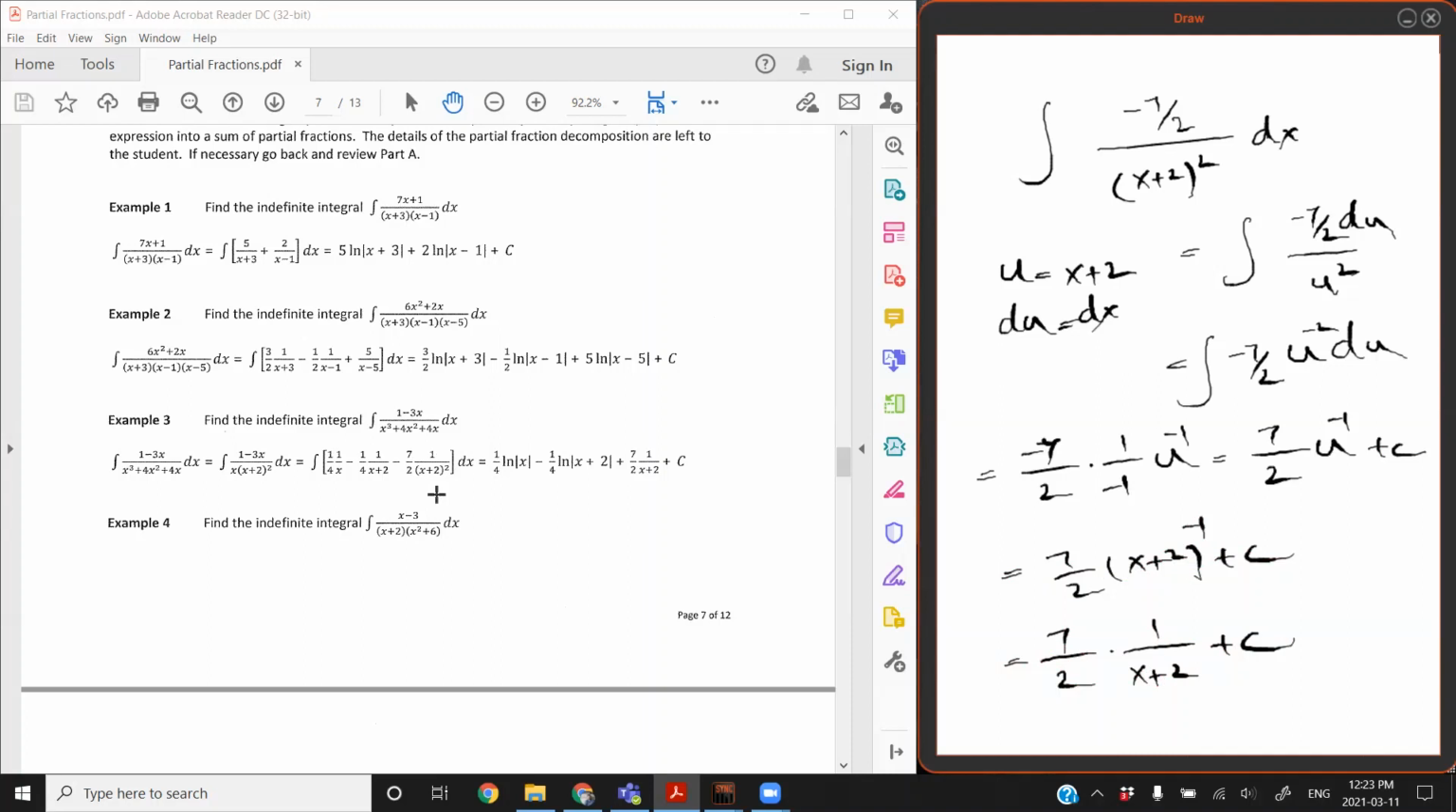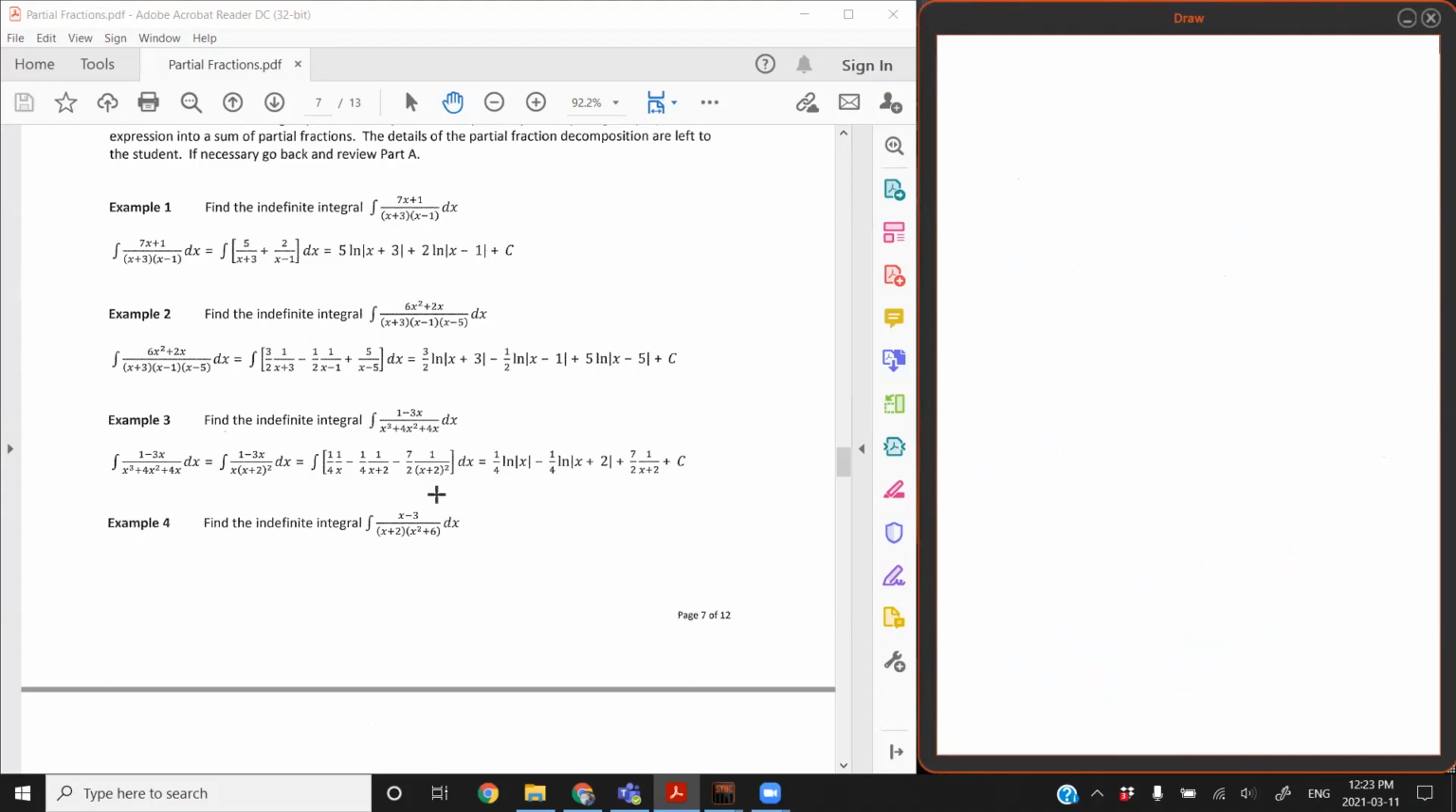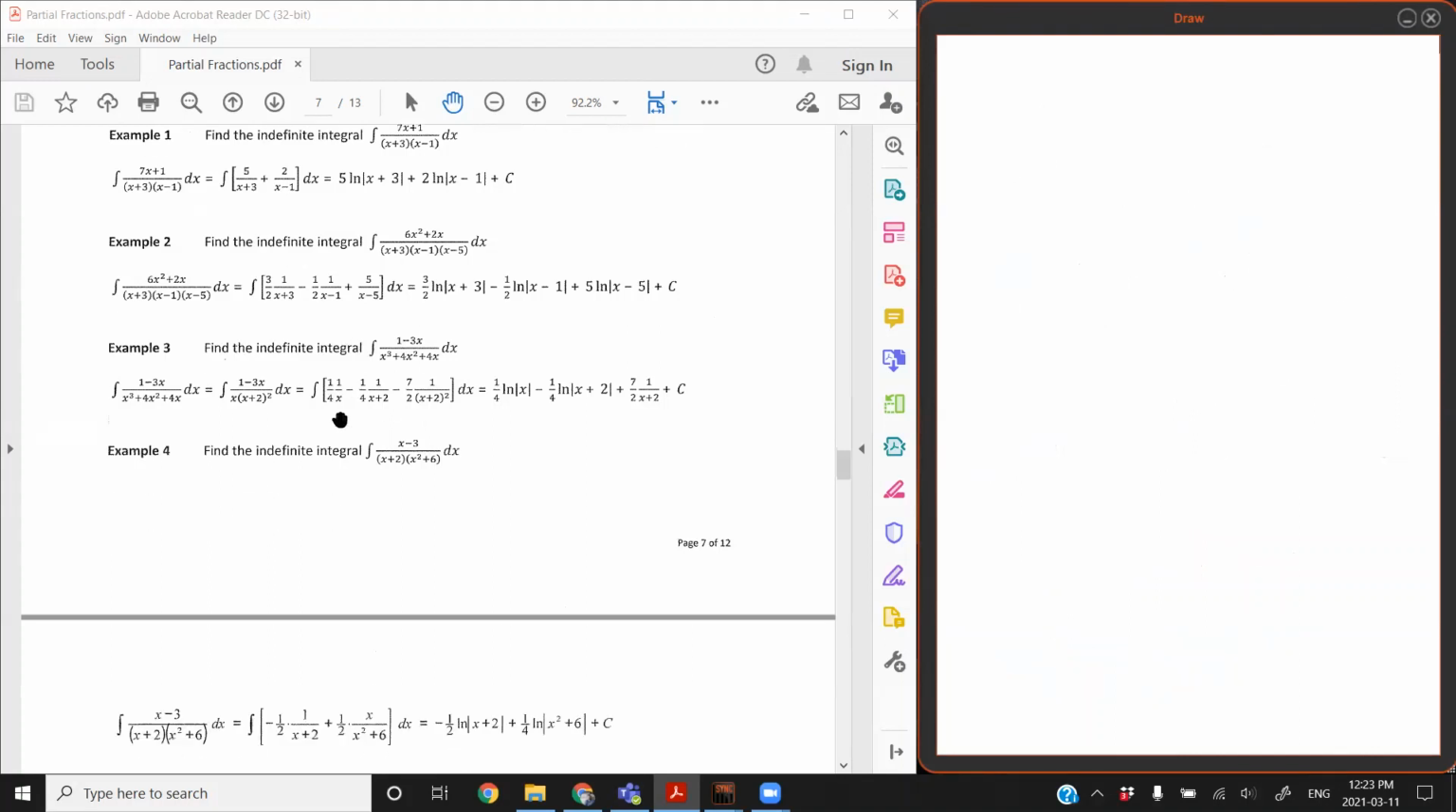And again, I don't recommend doing it in your head. You can just write them down one by one, find the antiderivative, and that's it. But again, if you practice this enough, you'll be able to just write down the antiderivative. Are we good?